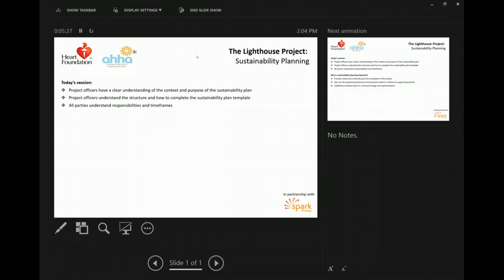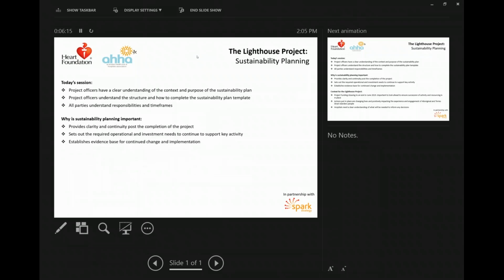at the same time. So today's session has three key focuses. One, making sure that everyone has a clear understanding of the context and purpose behind sustainability planning, that everyone has a chance to look at the structure of the sustainability plan template, as well as provide some practical examples of how you can complete it to ensure that everyone feels comfortable and confident in doing so, and that we have an element of consistency across the whole piece. Like all of these things, it's a work in progress, but we really want to give you the opportunity together to ask any questions about how we go about it. And lastly, that we understand the responsibilities and timeframes behind completing the plans itself.